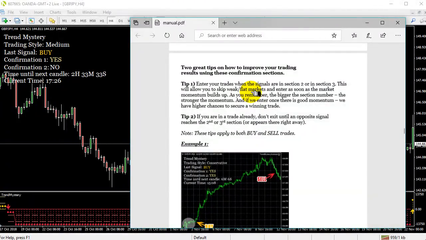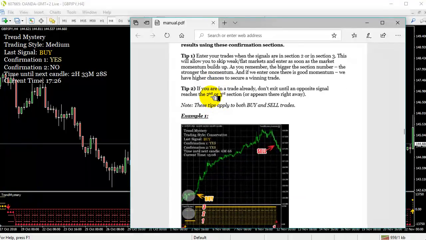As you remember, the bigger the section number, the stronger the momentum. Enter once there's good momentum, we have a higher chance to win. If you're in a trade, don't exit until an opposite signal reaches the second or third section.